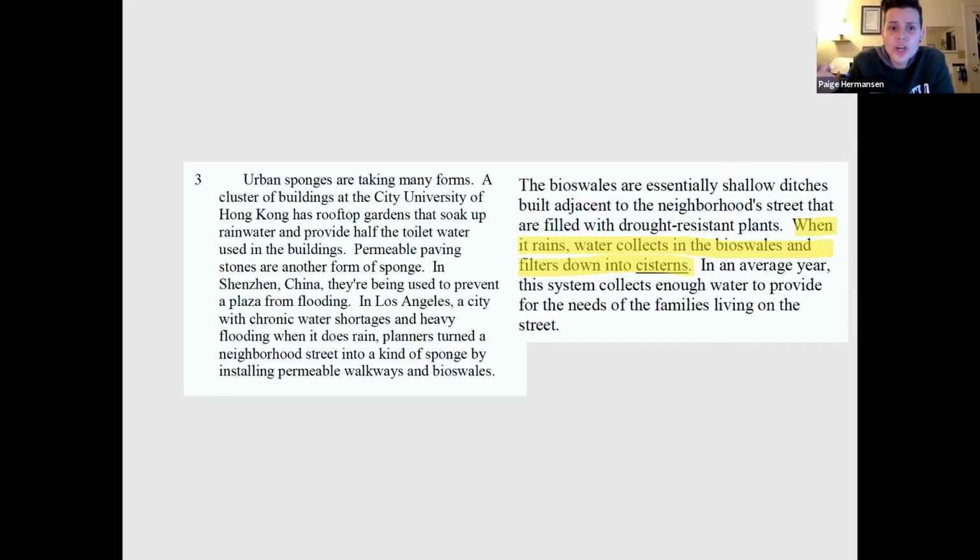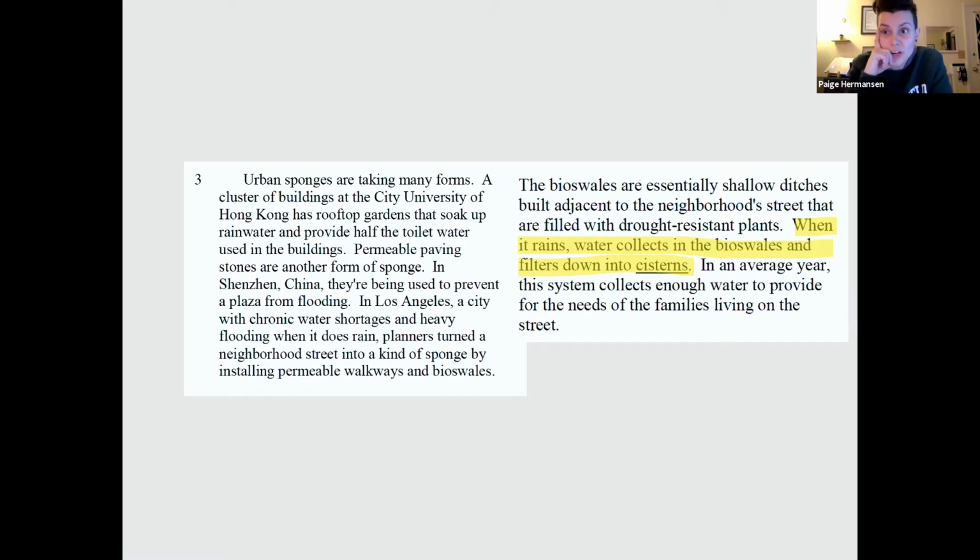In Shenzhen, China, they're being used to prevent a plaza from flooding. In Los Angeles, a city with chronic water shortages and heavy flooding when it does rain, planners turned a neighborhood street into a kind of sponge by installing permeable walkways and bioswales.